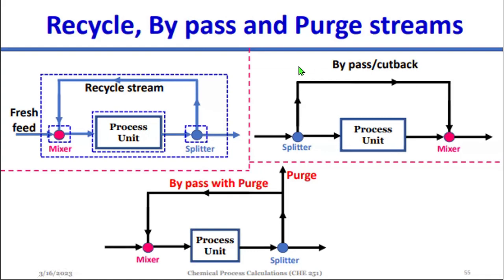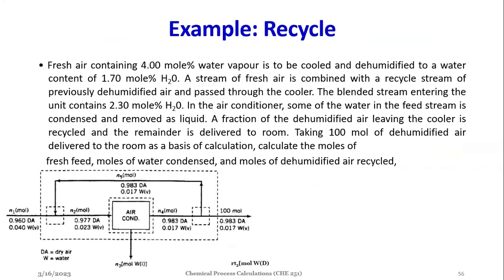Okay, sure. So for an example, we have fresh air containing 4 mole percent water vapor that is to be cooled and dehumidified to a water content of 1.7 mole percent water. Sorry. A stream of fresh air is combined with a recycled stream of previously dehumidified air and passed through the cooler. So let's take it one by one. So we have our units here, sorry, the air conditioning units here.